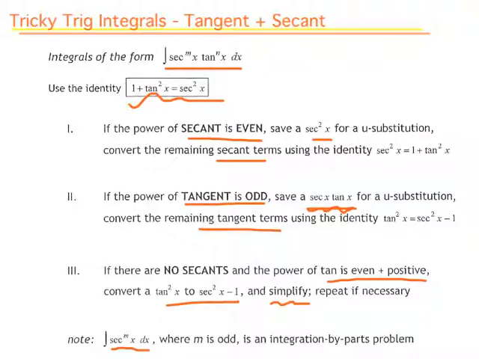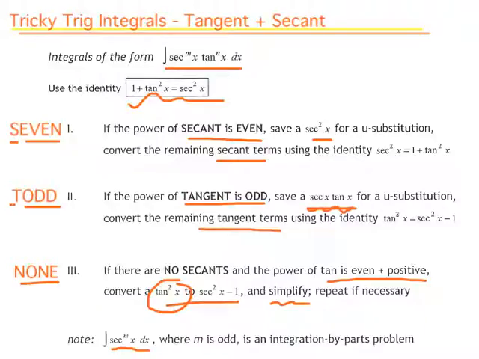I had a student a couple of years back come up with a trick for remembering these. That trick is 7 Todd none. I've had students tell me it sounds like the name of a band, but 7 would be for secant even, Todd for tangent odd, and none for no secants. So if that helps you, great. If not, who cares? So 7: if secant is even, we save an even power of secant and convert the remaining secants. Todd: if tangent is odd, we save a secant tangent. We save something odd, a secant tangent, and can get rid of the other tangents. And none: no secants, we take a tangent squared and convert it.